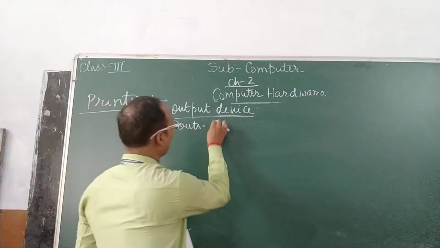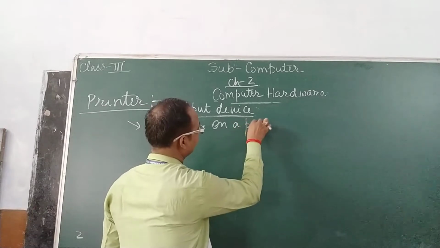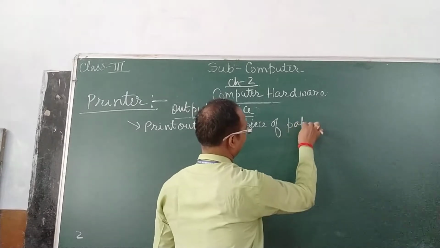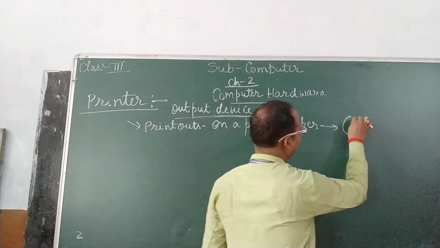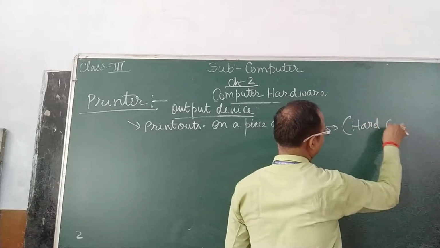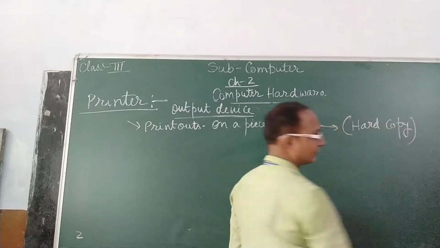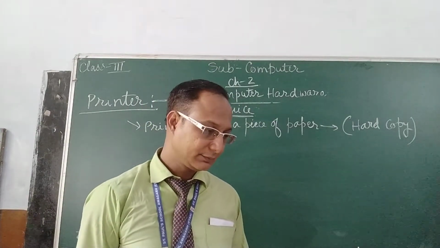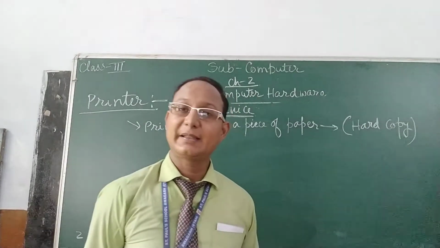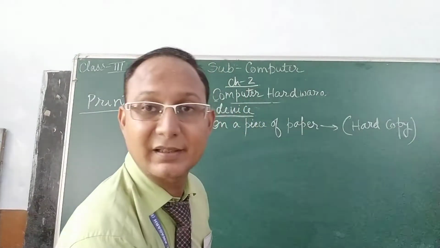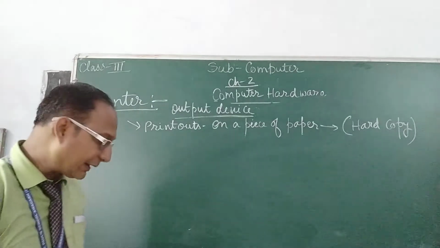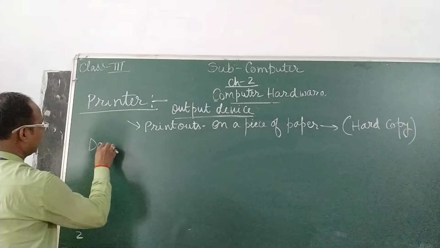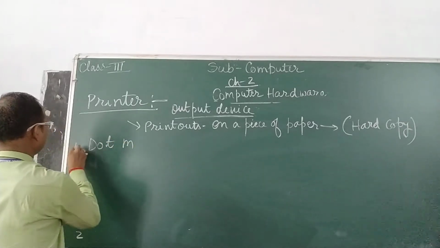How? On a piece of paper. This is also known as hard copy. And there are some categories of printers, and there are different types of printers. These are dot matrix.